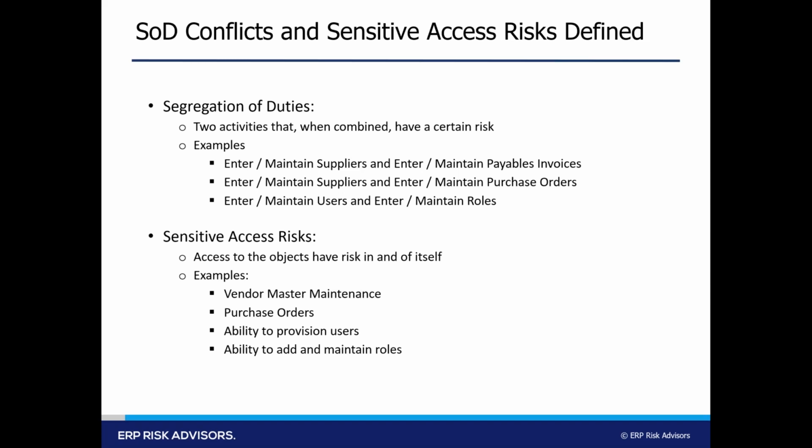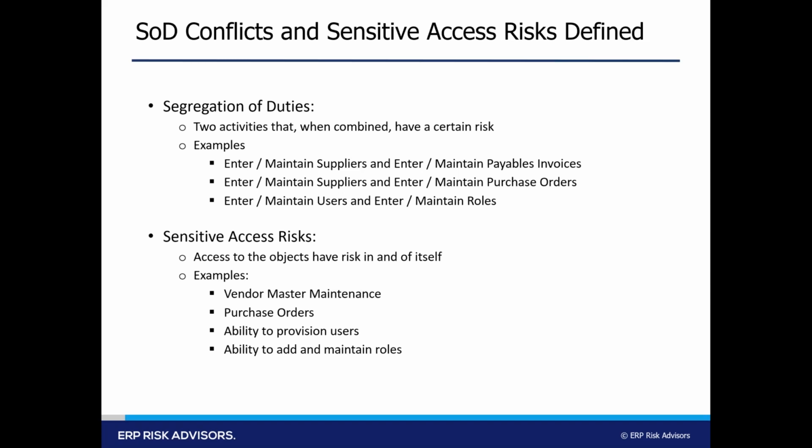But let's just say it has suppliers, but it doesn't have purchase orders. In and of itself, the entry and maintenance of suppliers is a risk because of the ability to change one of those fields: the name, the address, the bank account, or the contact information. So just having access to suppliers is a risk. If you're using enter suppliers, enter purchase orders as your only test of role design, and the role didn't have POs but had suppliers, then your SOD conflict would not pop as part of that role design.